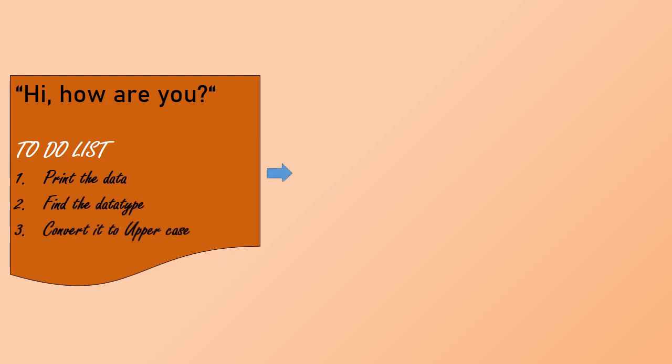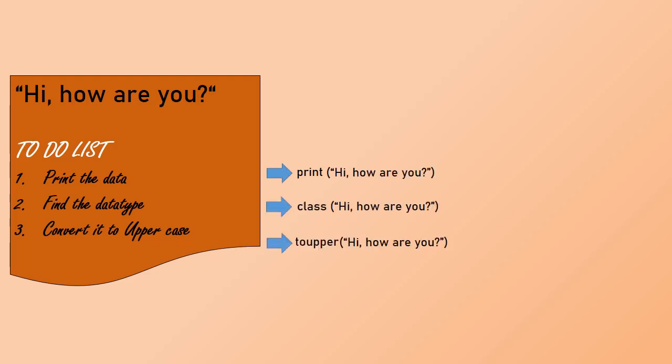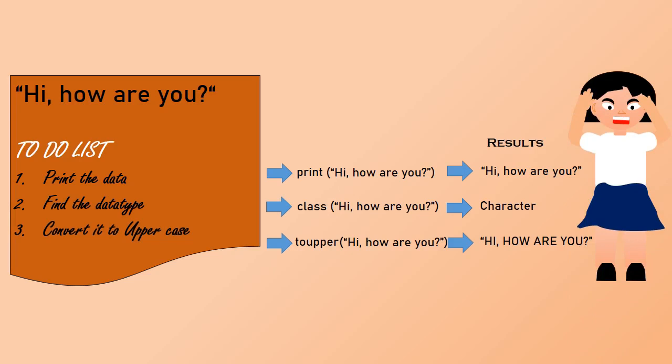Then I will write print("hi, how are you"), class("hi, how are you"), and toupper("hi, how are you"). It will give the results: "hi, how are you", character, and "hi, how are you" in uppercase. But the process of writing the data again and again is really exhausting.